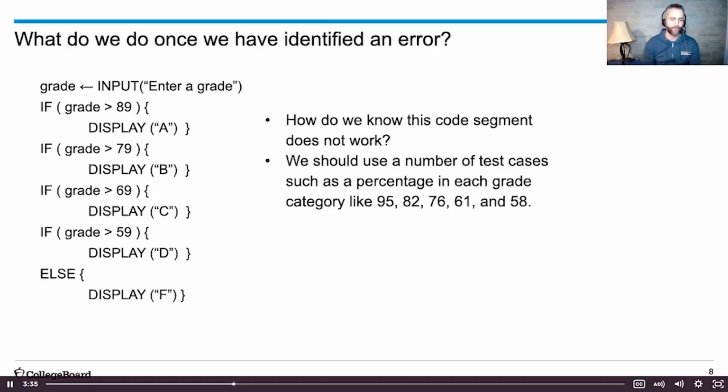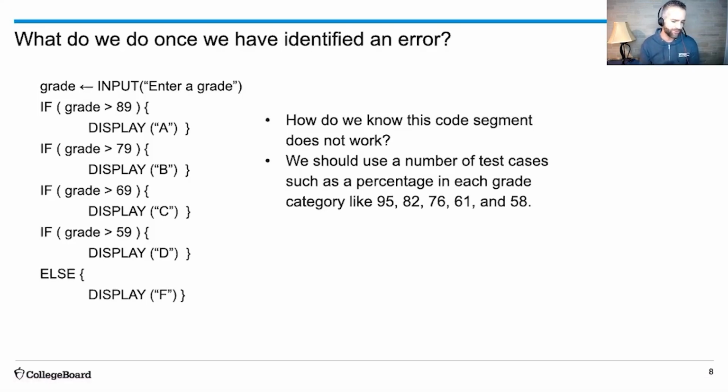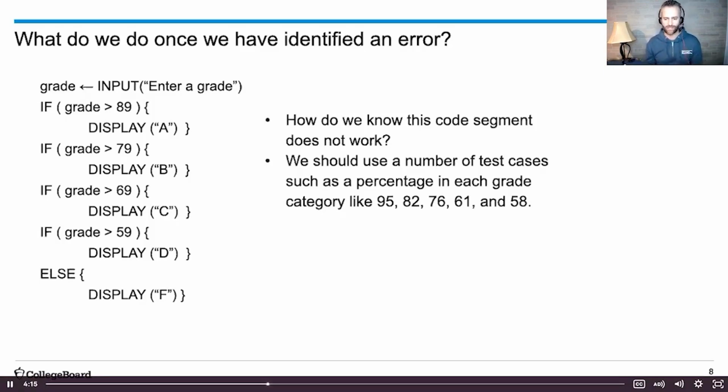If I plug in the number 95, is that going to show me it doesn't work? Yes, because it's going to display A, B, C, and D. If I plug in 82, it's going to display B, C, and D, but it was only supposed to display B. So I'm going to know that it doesn't work. If I plug in 76, it's once again going to display C and D, which is still not what it was supposed to do. But what if I plug in 61? That's going to display D and only D, so that would make me think that it does work. And if I plugged in 58, that would also display F correctly, which would make me think that it does work. So we have to use a number of test cases.